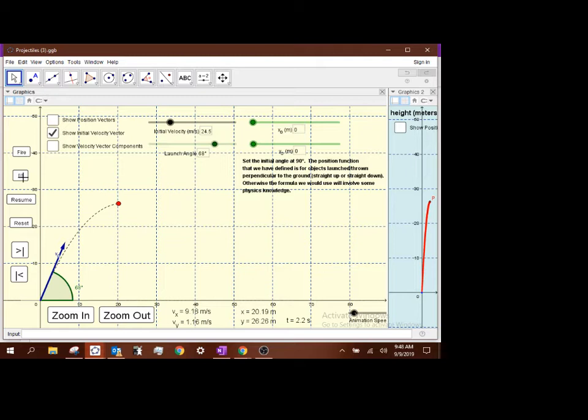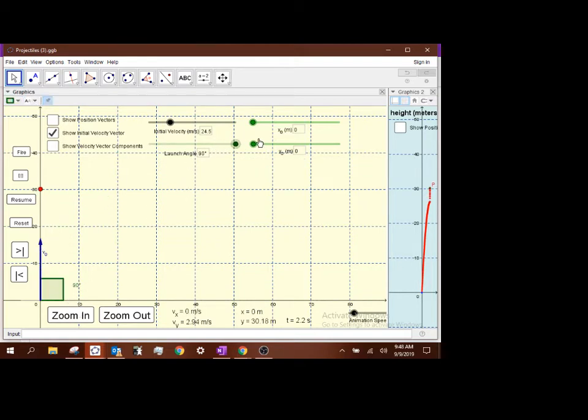What we're going to talk about in this class is not launching with this angle of 60 degrees here. We're going to launch with an angle of 90 degrees. So if I launch this, look at what happens to that object. It goes straight up, and then it comes straight back down, right? Every question we talk about in here is launching it straight up, and it's coming straight back down.